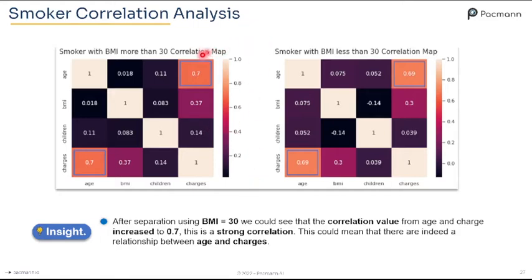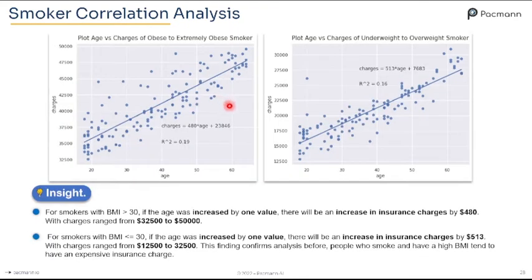Separating smoker data by BMI equal to 30, we get a high correlation for age and charges for both BMI less than 30 and BMI more than 30. Digging deeper and creating a regression line, we found that for BMI more than 30, if the age increases by one value, there will be an increase in the insurance charge of $480. And for BMI less than 30, if the age increases by one value, there will be an increase in insurance charge of $513.